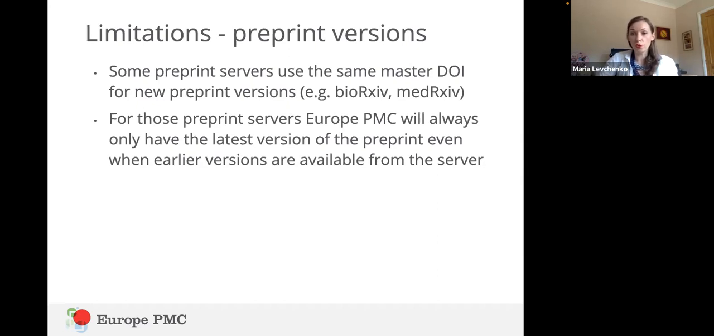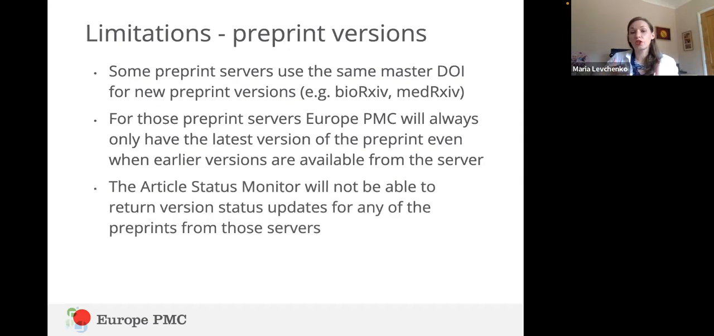So we are only able to get the latest version, and that basically means that you cannot return version status updates via article status monitor for any of the preprints from the servers that use this. So for servers like Research Square, ChemRxiv, preprints.org, this is possible, but for servers like bioRxiv and medRxiv, this is not.